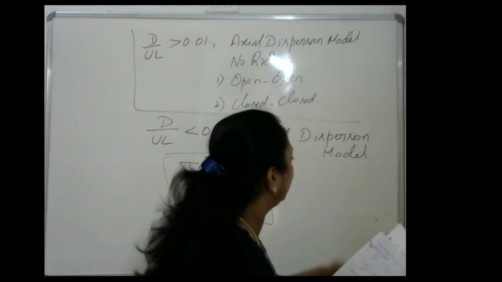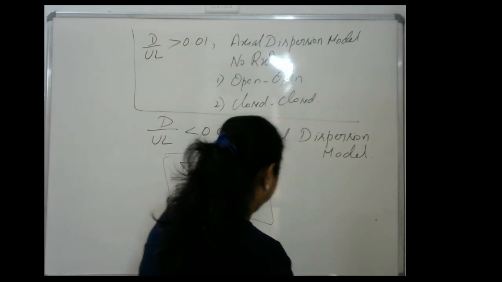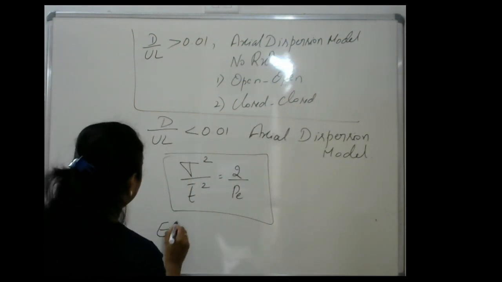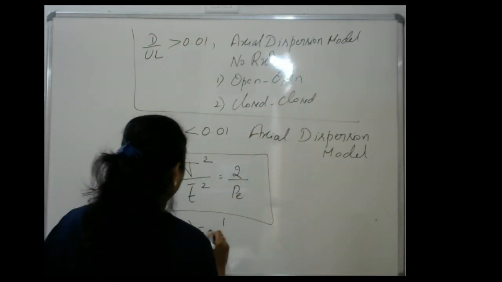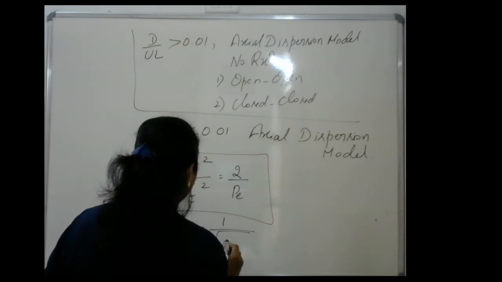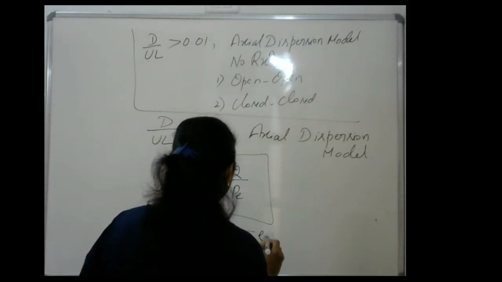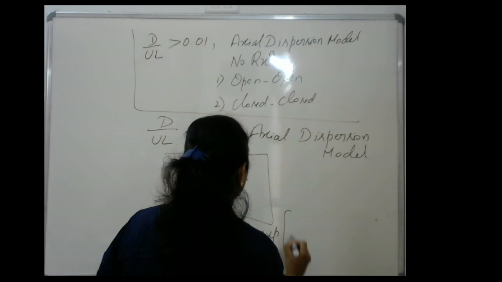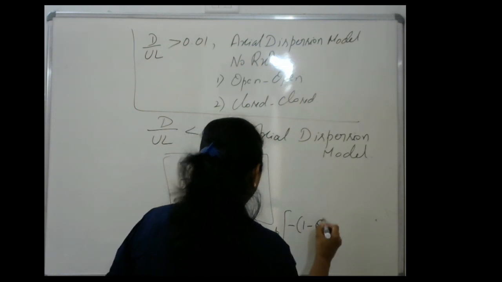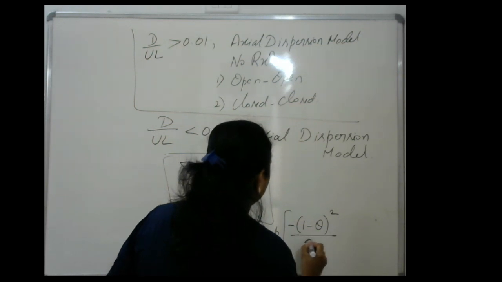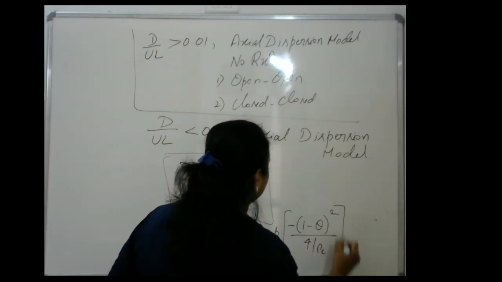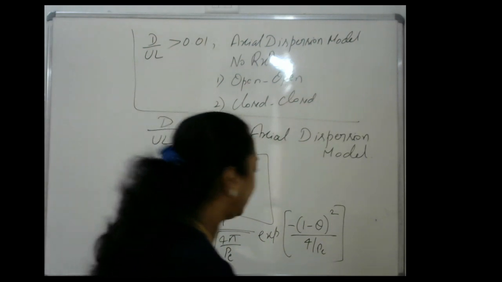And one equation also for E theta. Let me just copy the value for E theta. E theta is equal to 1 by root of 4 pi by PE, exponential of minus (1 minus theta) square by 4 by PE. This is the equation to find E theta.